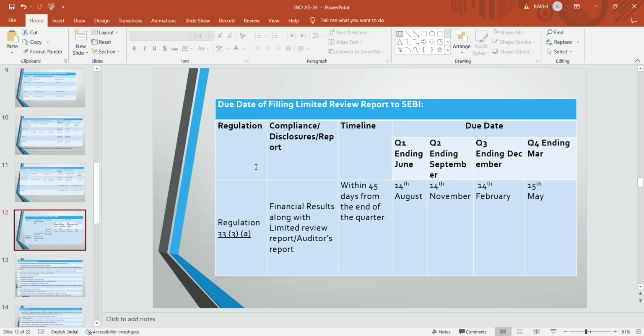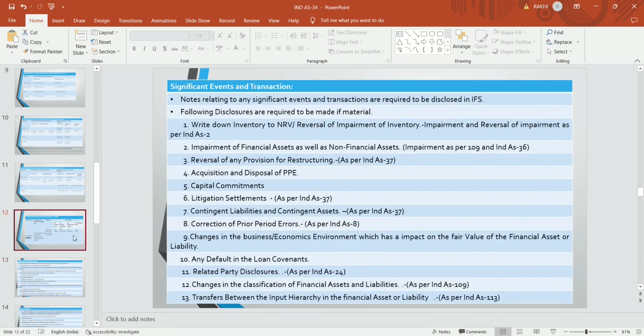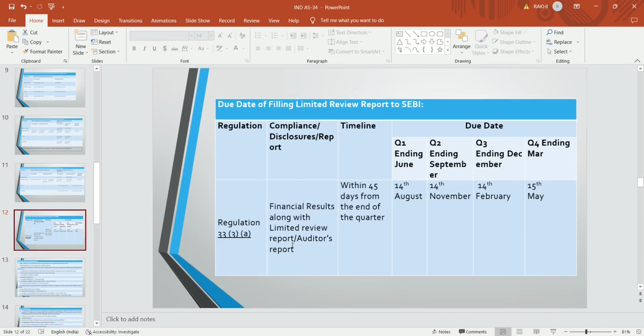for quarter 1. For quarter 2, ending in September, the time period will be 45 days from the end of the quarter, that is 14th November. For quarter 3, 14th February, and for quarter 4, ending in March, the due date will be 15th May. That is, 45 days is the period from the end of the quarter.